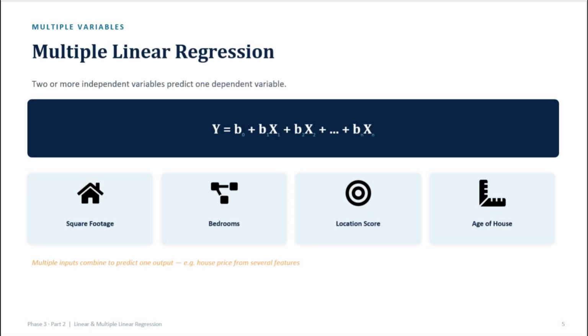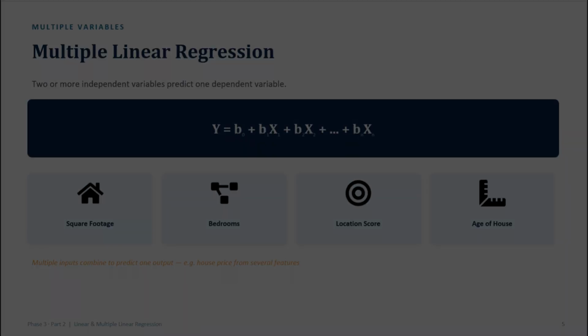Now suppose one feature isn't enough. If we're predicting house prices, the price depends not only on the size of the house, but also on the number of bedrooms, location, age of the house, and many other factors. This is where multiple linear regression comes in. Instead of using one feature, it uses two or more independent variables to predict a single output. The idea remains exactly the same. The only difference is that now multiple features contribute together to make a prediction.